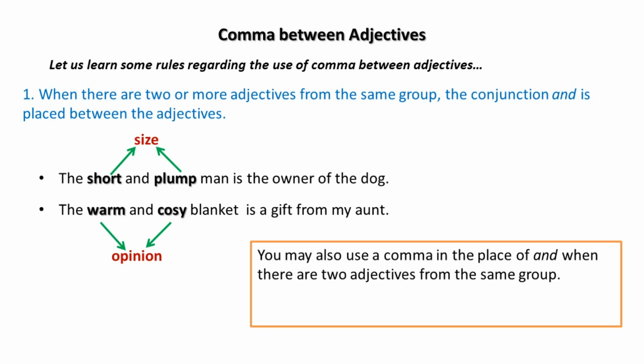You may also use a comma in the place of and when there are two adjectives from the same group. Instead of and, we can use a comma. Look at this example. It was a rough and dusty drive. Rough and dusty, both are referring to the same group, your opinion about the drive. So you can also write, it was a rough, dusty drive.